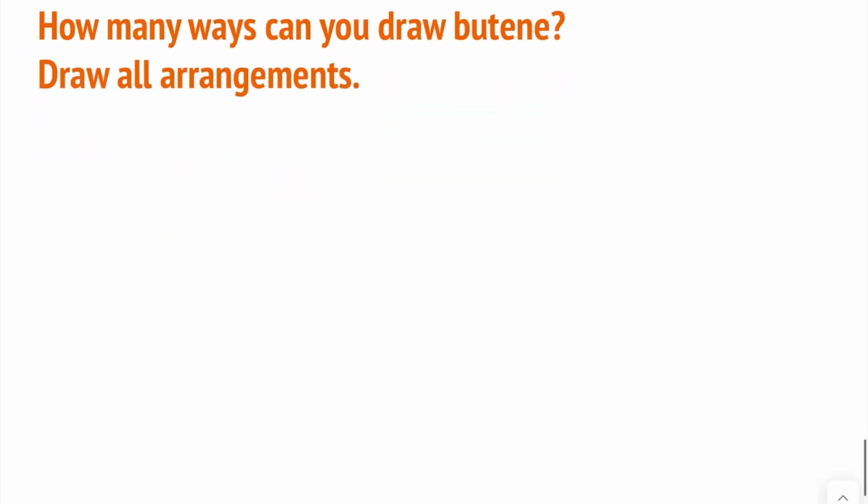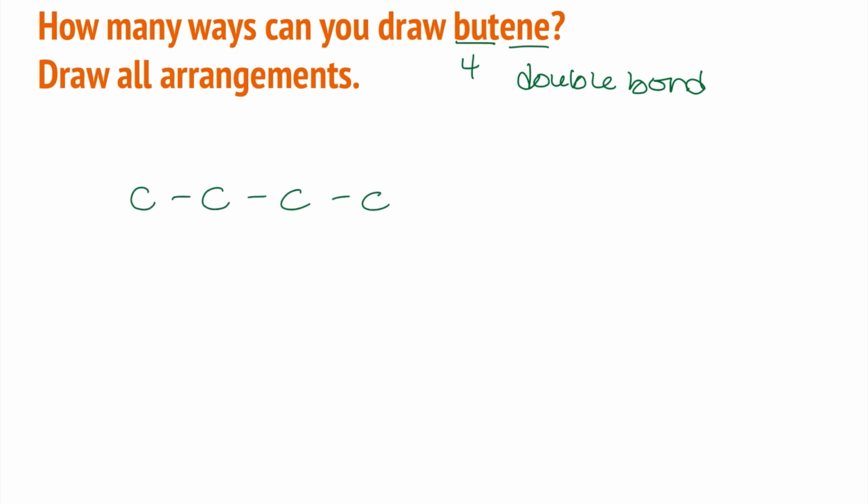So let's look at butene. How many ways could we draw that? If you want, go ahead and give this a try. Butene: but is 4, and then our ene is going to tell us we have a double bond. I'm going to draw out my 4 carbons here, and then look at where I could put that double bond. I could put that double bond here. So that would be one option, and that would look like this, with all of those carbons happy.